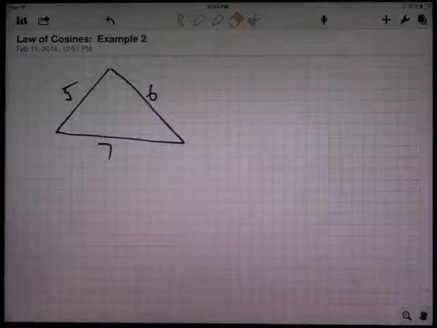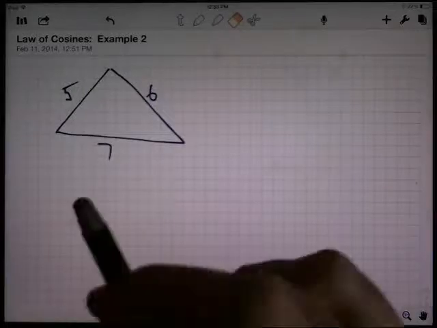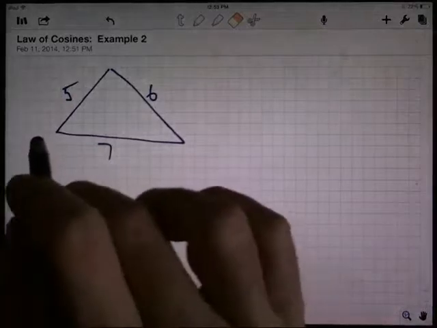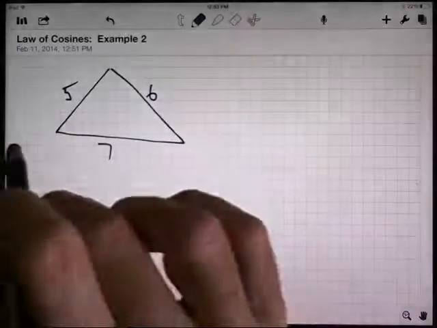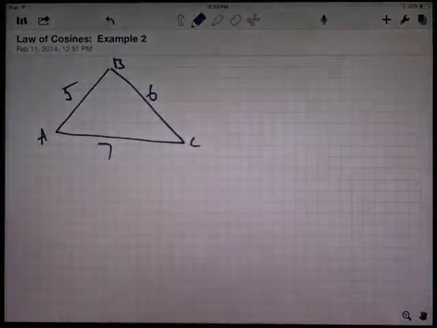Here's an example of using the law of cosines to calculate the angles when you know the sides of a triangle. So I've got three sides here, 5, 6, and 7. Let's call the angles A, B, and C. And I want to find the angles there.